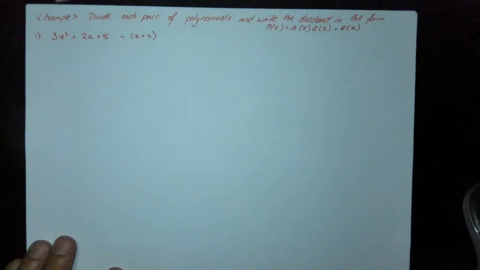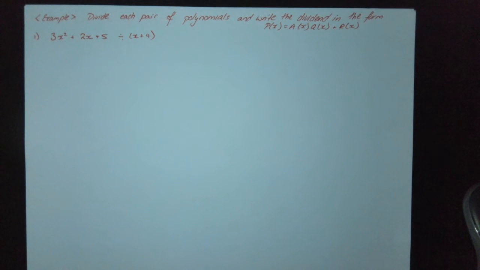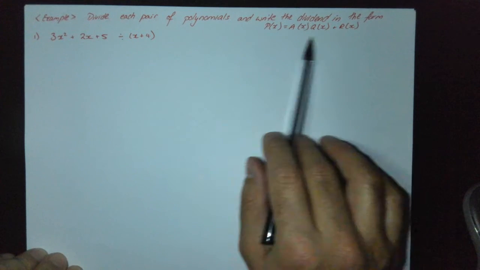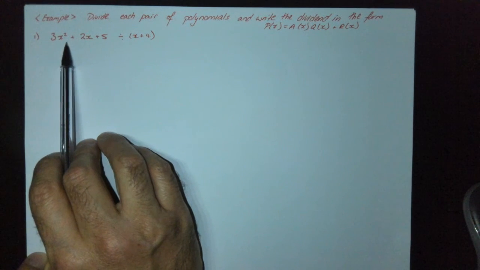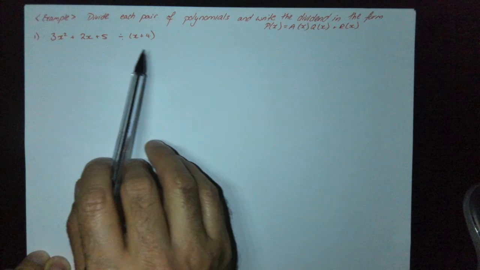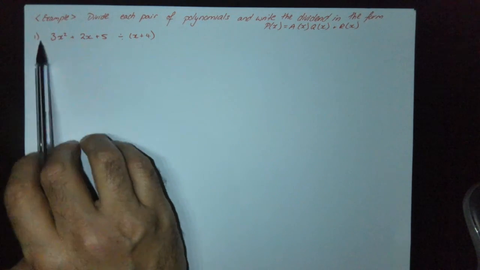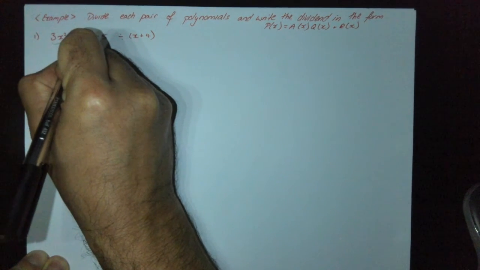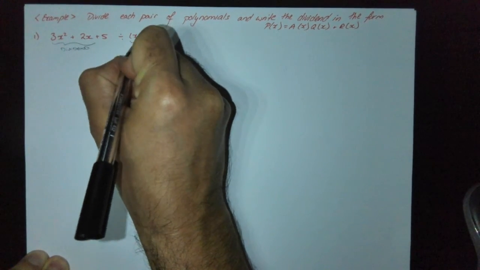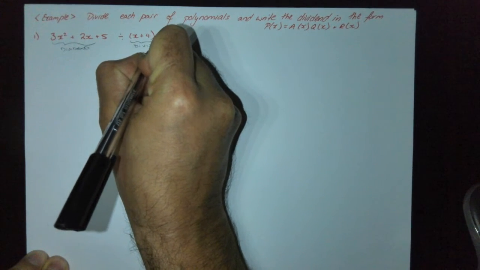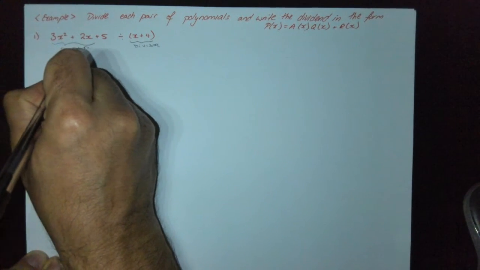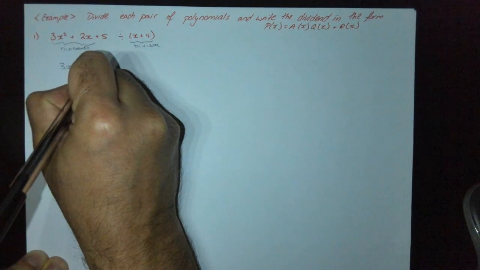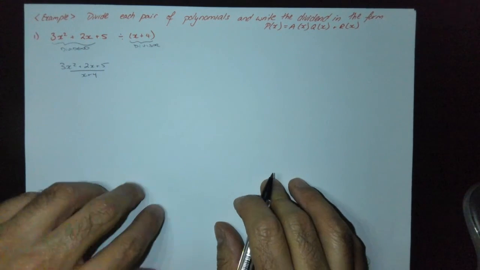Okay, so let's do some examples. We want to divide each polynomial, and we want to write it in this form. So here I've got 3x squared plus 2x plus 5, and it's being divided by x plus 4. So this is the dividend, and this is the divisor. If we wrote it as a fraction, it would be 3x squared plus 2x plus 5 over x plus 4. Okay, but we're going to do long division.